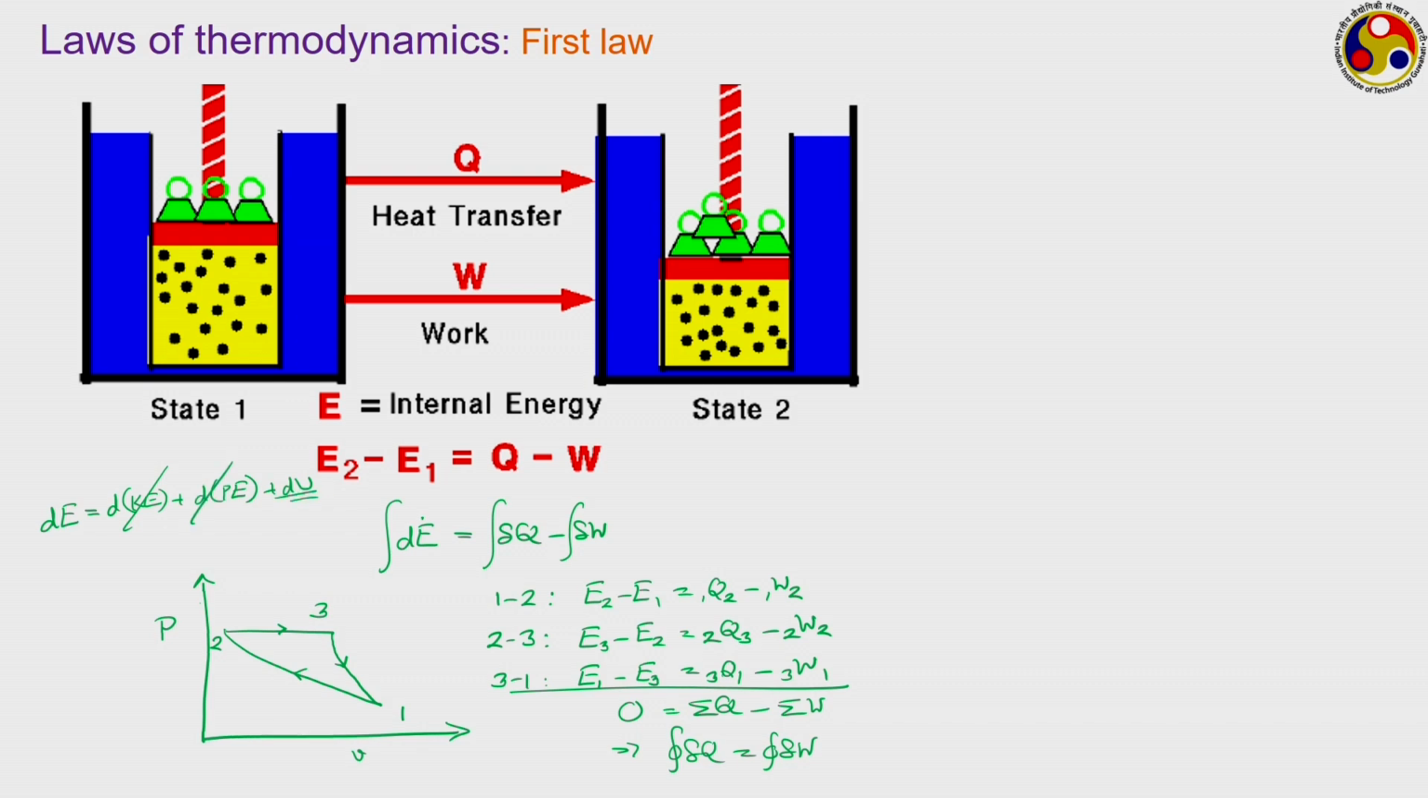In that case, you can replace this dE with dU, but mind you, this is possible only when the changes in kinetic and potential energies are negligibly small compared to the change in internal energy, or to be more specific, you are talking about a stationary system. Stationary means there is no change in kinetic or potential energies.